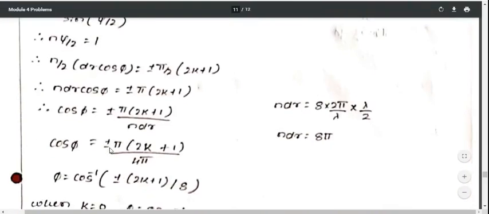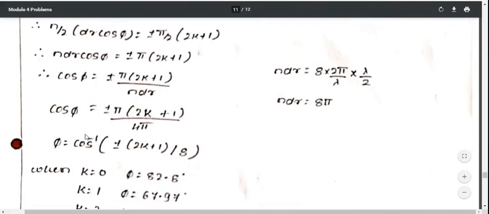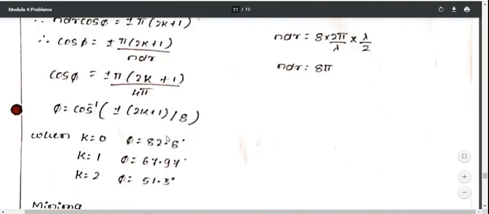Now the 2 gets cancelled in the denominator here. So what we'll have here is phi is equal to cos inverse of plus or minus (2k plus 1) divided by 8. This is how we can get the phi value here. Pattern maxima, substituting the value of k, you will have these angles here.